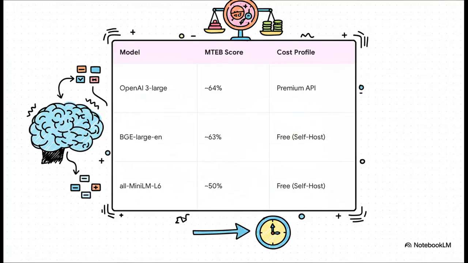Okay, this table gives us a fantastic snapshot of the whole landscape, using the MTEB benchmark to measure quality. Now, notice how OpenAI's top model, their 3 large, scores around 64%. Pretty impressive. But look right below it. BGE large, an open source model, is right there with it at 63%, but it's free to use. And then you've got a lightweight model like MiniLM, also free, but you can see there's a noticeable drop in quality. This, right here, is the trade-off in action.